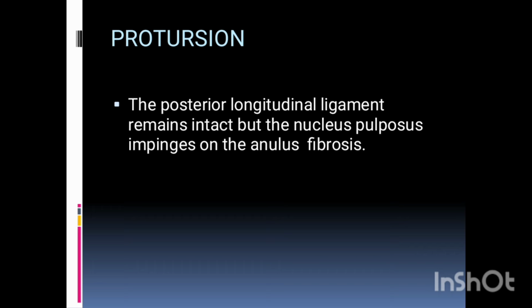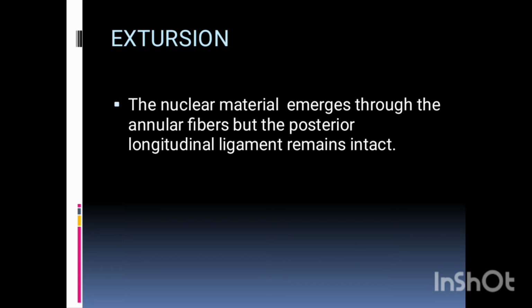Protrusion. The posterior longitudinal ligament remains intact, but the nucleus pulposus impinges on the annulus fibrosus. Extrusion. The nuclear material emerges through the annular fibers, but the posterior longitudinal ligament remains intact.